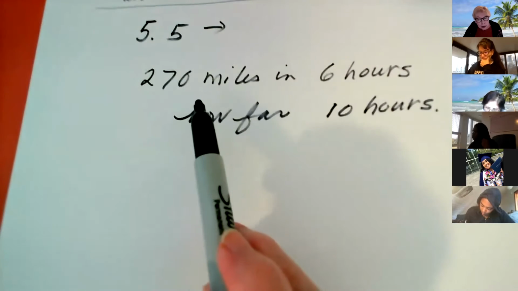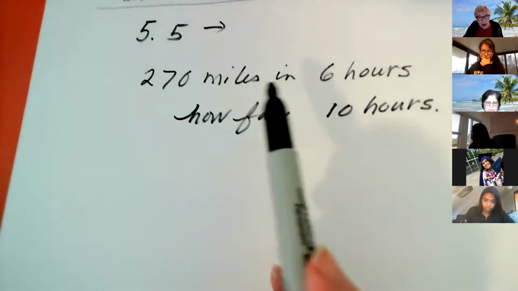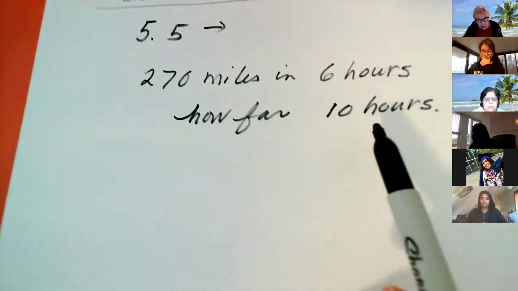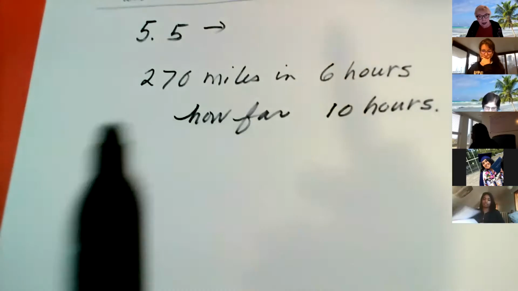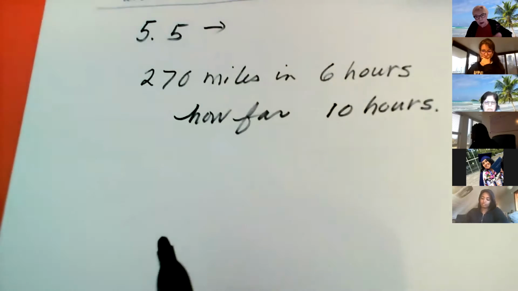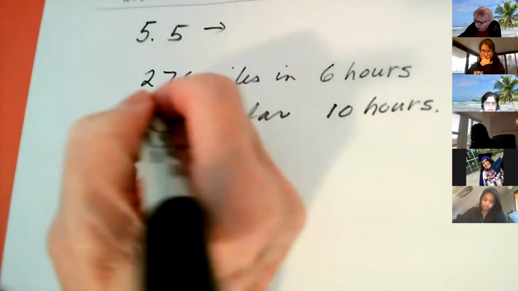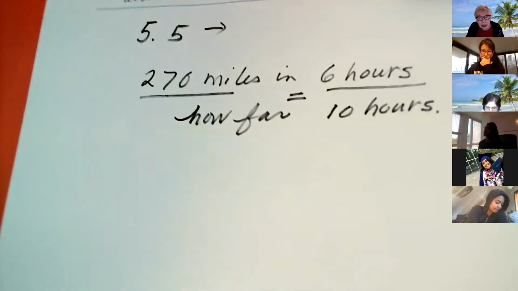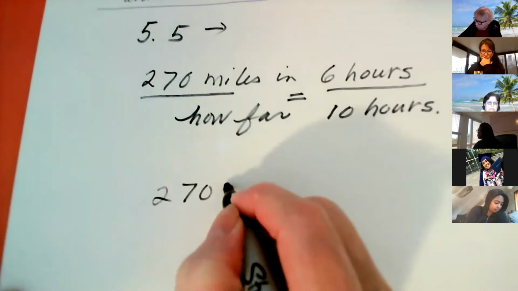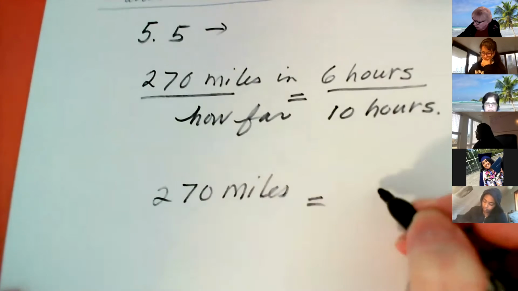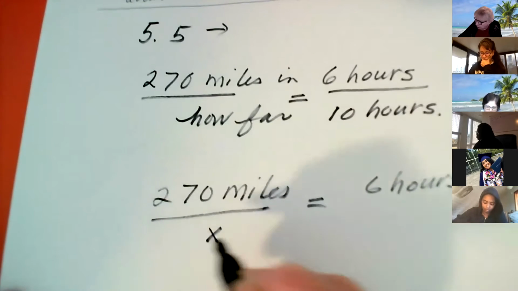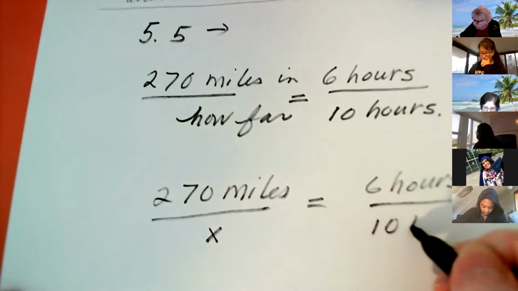Now, I took notes from this first sentence. She would drive 270 miles in 6 hours. How far in 10 hours? Now, I did that because I like to get away from the words and into the numbers. Here's what we have. This is one distinct way that's correct to solve the problem. So in other words, 270 miles equals 6 hours. And then how many miles for 10 hours?